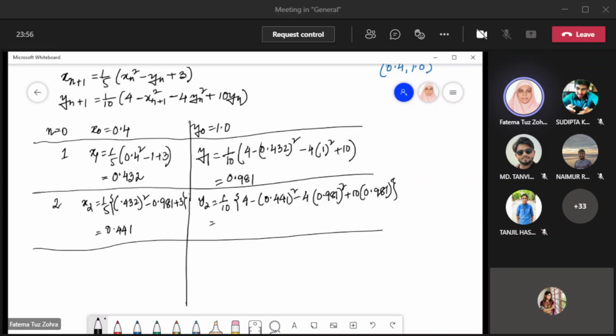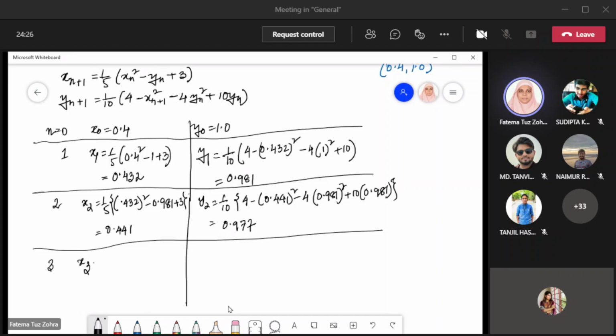The value of y2 is 0.977. So does it match? 4.3, that one is 4.4, so it doesn't match. 9.8, 9.8, it matched. But as this value doesn't match, you need to continue, so go ahead.